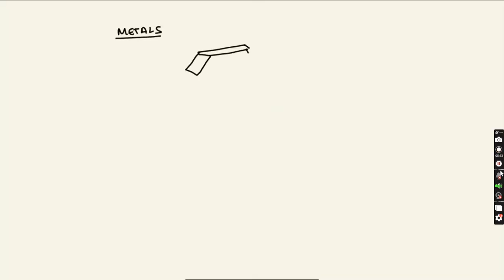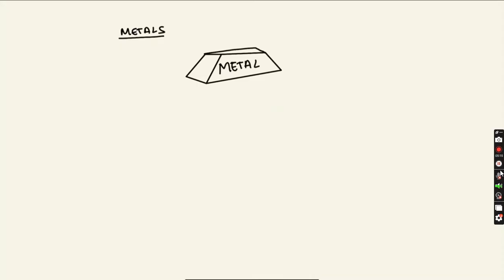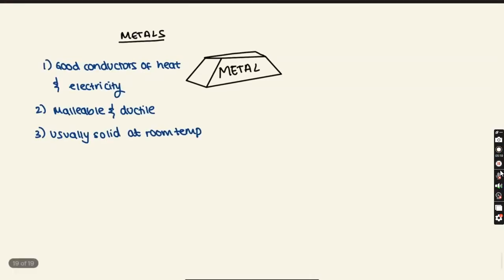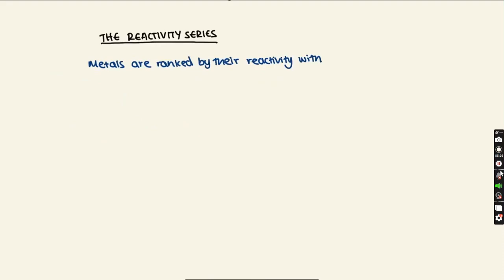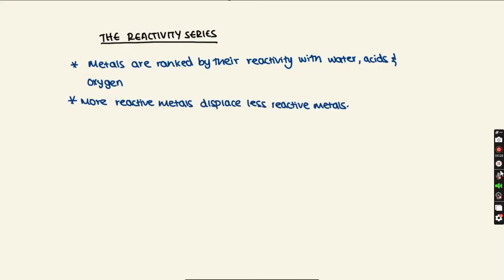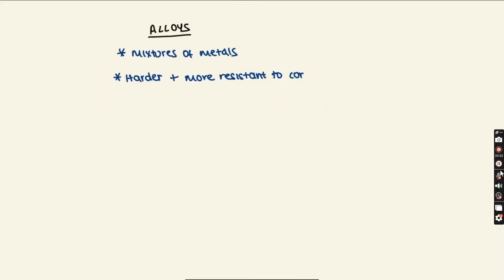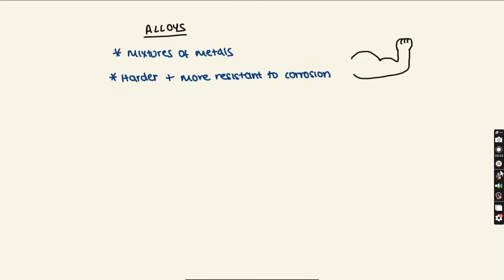Metals: the properties of metals are that they're good conductors of heat and electricity, they are malleable, they're ductile, and they're usually solid at room temperature. In talking about the reactivity series, metals are ranked by their reactivity with water, acids, and oxygen. More reactive metals displace less reactive ones in a chemical reaction. Alloys are mixtures of metals that are harder and more resistant to corrosion than pure metals.